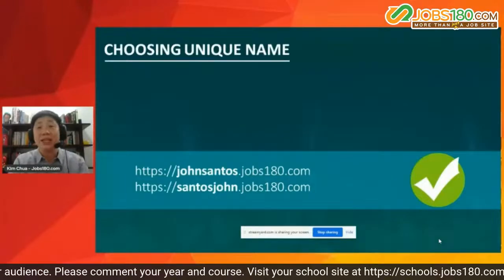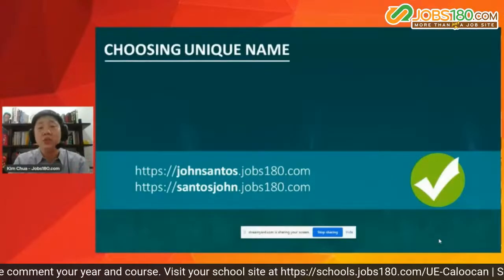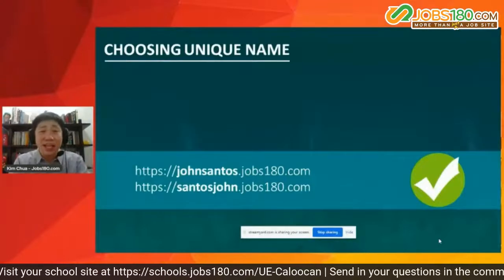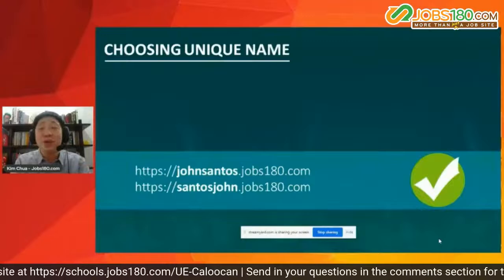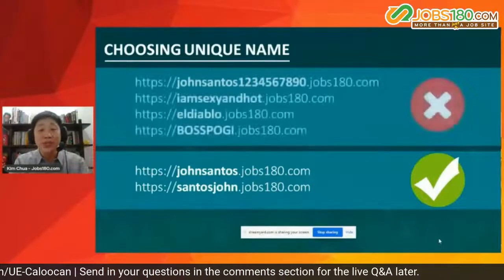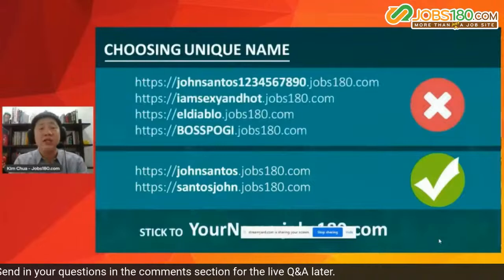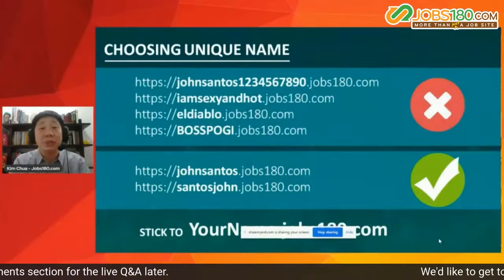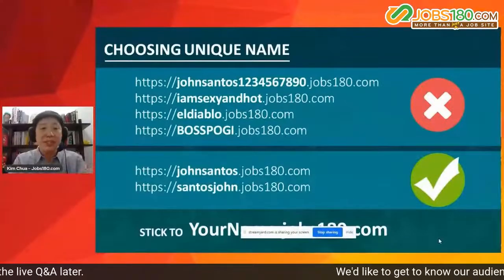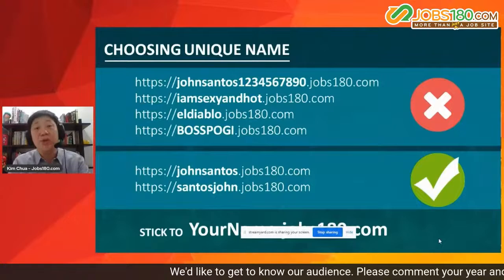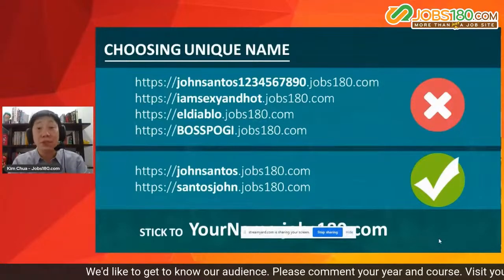You can reverse it. Make it santosjohn.jobs180.com, or J Santos, or Santos J, or JS, or SJ. It depends on what you want to do. What's important is that you have no namesake, no one with the same link. Now, when you do this, don't overdo it. Do not create over-creative resume links because it doesn't look professional. Imagine submitting to a company with a resume link that says eljablo.jobs180.com. That doesn't look professional.